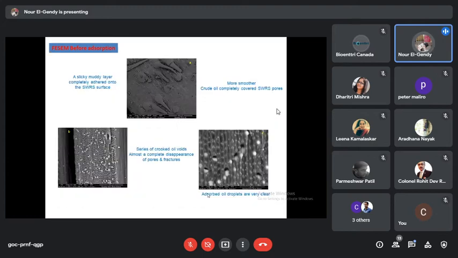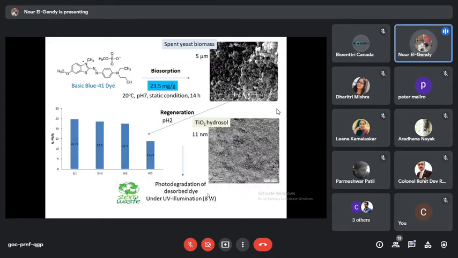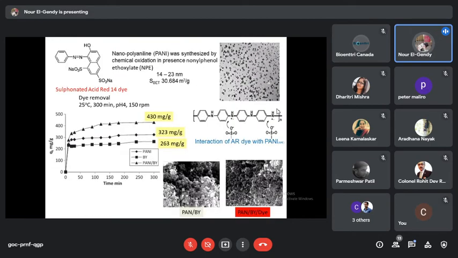This is the structure of rice straw after the adsorption. As you can see, the oil droplets here assure the adsorption of this pollutant on the surface of the rice straw. Even the waste biomass from the fermentation, like the Saccharomyces, has been used for the bioabsorption of different water effluents contaminated with dye, to be reused. To achieve a complete removal of this pollutant, we applied photodegradation of the contaminant after bioabsorption, applying titania. We have also managed to make a nanobiocomposite of the spent waste Saccharomyces from the fermentation process and nanopolyaniline to enhance the rate of bioabsorption of different types of dyes.